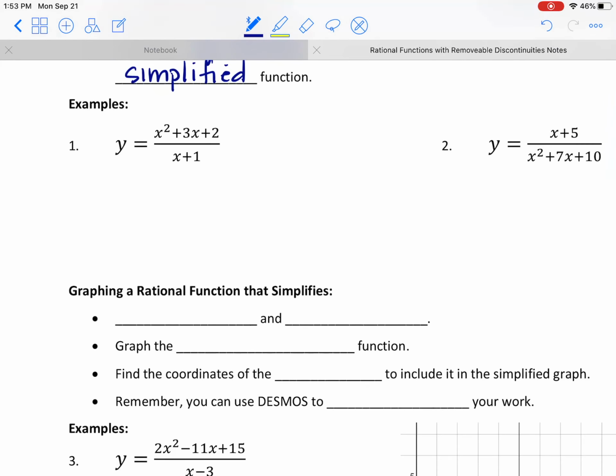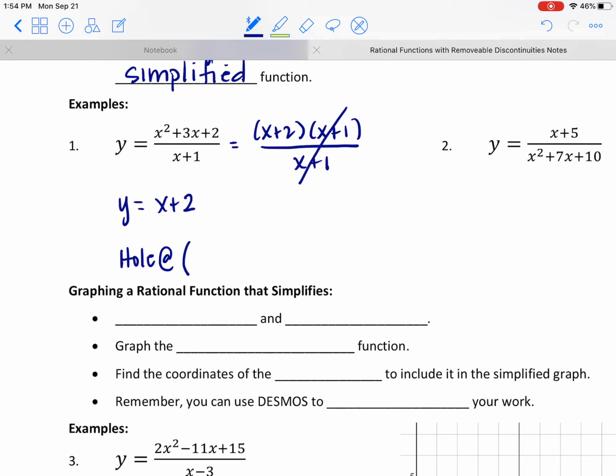Okay, so for example, again here, let's just say we want to find the coordinates of the hole. We want to factor this guy out. So x plus 2, x plus 1 on the top, and x plus 1 on the bottom means those x plus 1's cancel out. So our simplified function is just a line. It's y equals x plus 2. That's a linear function, and that's why we see a line on the graph when we put that into Desmos. But there's going to be a hole in this graph. There's going to be a hole at the x value is the original restriction that got canceled out.